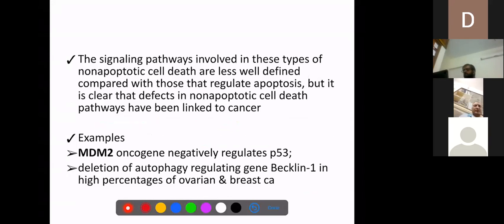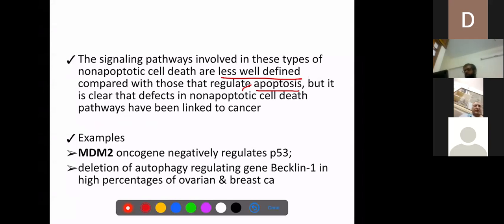The signaling pathways involved in non-apoptotic cell death are not as well defined as in apoptosis. But there is definite evidence that all other non-apoptotic cell deaths favor tumor formation and tumor progression. Apoptosis is the only cell death that restricts and stops tumor progression.